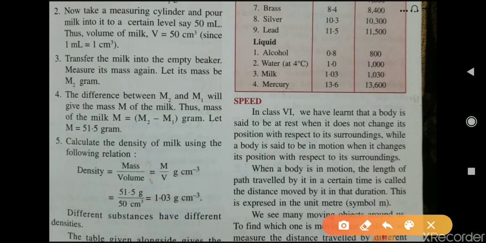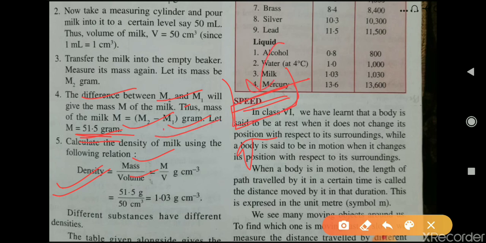For the mass of milk, subtract the mass of the empty beaker from the mass of the beaker with milk. Say the mass is 51.5 gram. Therefore, using this relationship again, density is equal to mass upon volume. By subtracting the mass of the empty beaker from the mass that we have calculated after pouring milk into this beaker, the difference between the two gives the mass of the milk. Then using this relationship, density is equal to mass upon volume, we can calculate the density of milk.